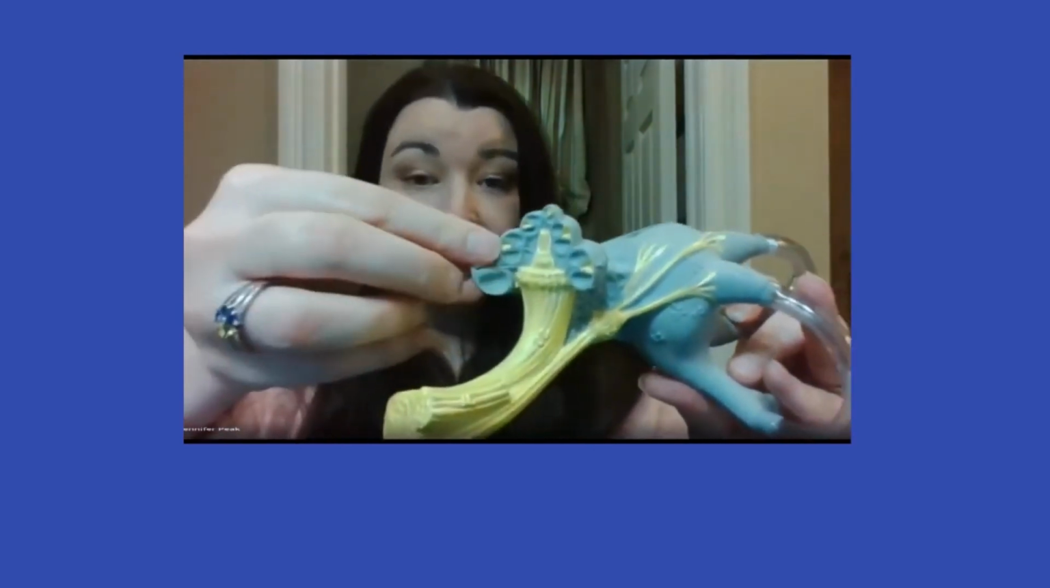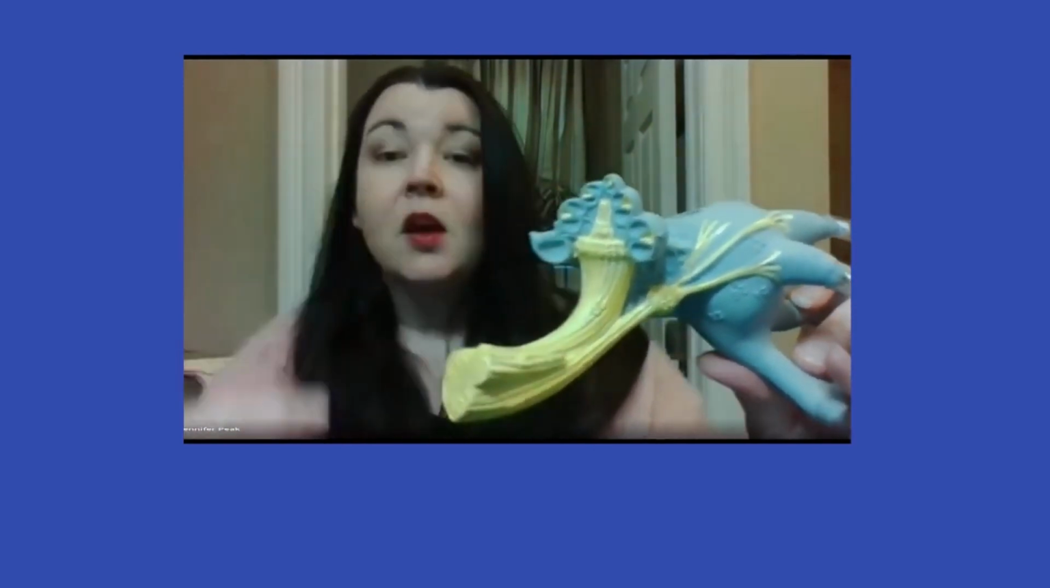Scala media and the cochlear duct are the same thing. All right, so they're interchangeable terms there. Media tells me it's the one in the middle. So looking at this one closer to the yellow there. But you probably want to know, okay, what are we even really looking at? This is the cochlea. This is the part of your inner ear that allows for hearing, right?